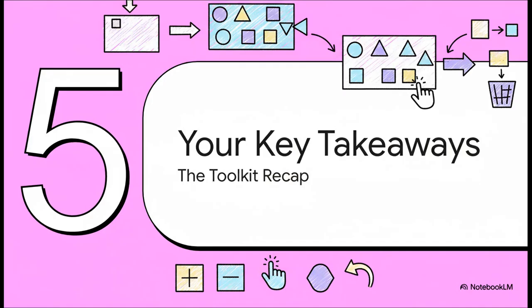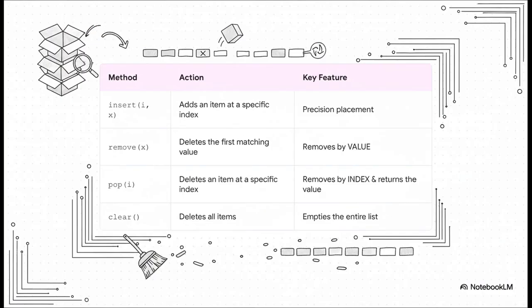All right, let's do a quick recap. We've just added 4 fundamental tools to our toolkit that give you pretty much complete control over adding and removing items from any Python list. Think of this as your go-to cheat sheet. If you need precision placement, you're going to use insert. If you need to find and destroy the first item that matches a certain value, you use remove. To snatch an item from a specific position and keep it, you use pop. And for that total reset, you hit clear. Master these 4, and you've really mastered the basics of list manipulation.